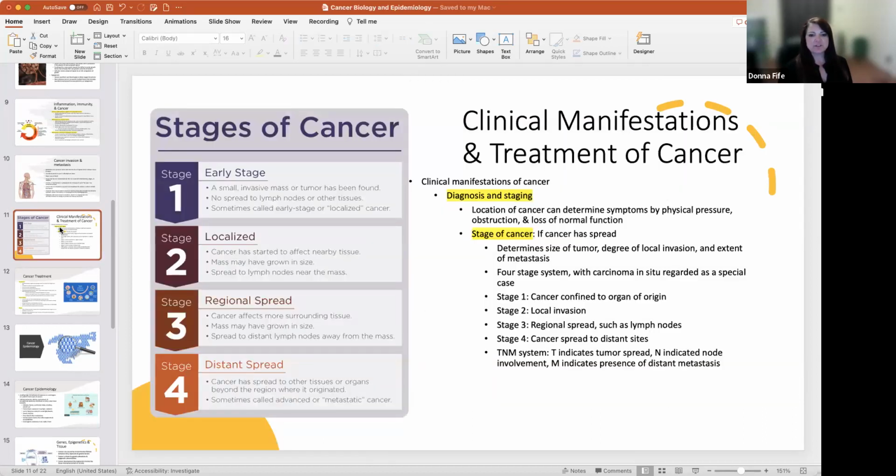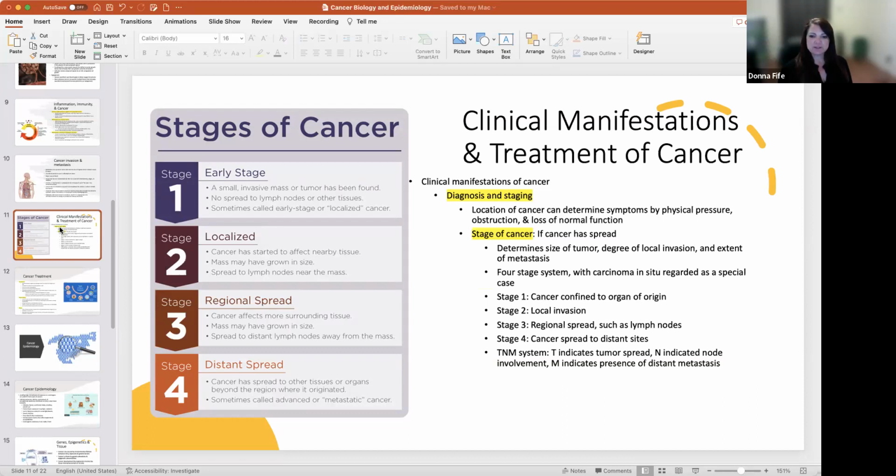Clinical manifestations of treatment of cancer, diagnosis and staging. We're going to look at the location of the cancer. It can determine the symptoms by causing a physical pressure, obstruction, and loss of normal function to that area that the tumor is affecting. Staging cancer determines size of the tumor, degree of local invasion, and extent of metastasis.